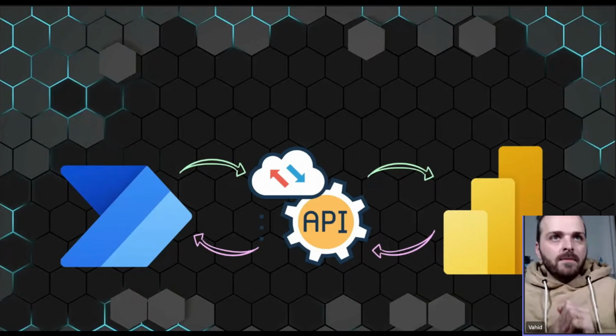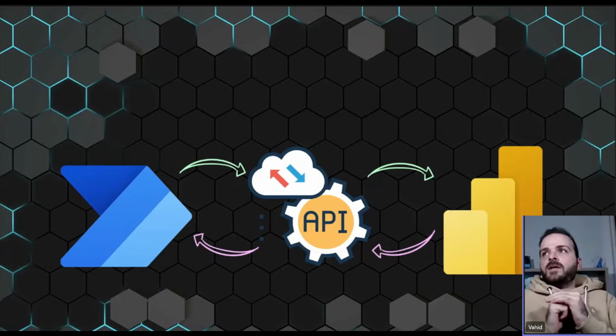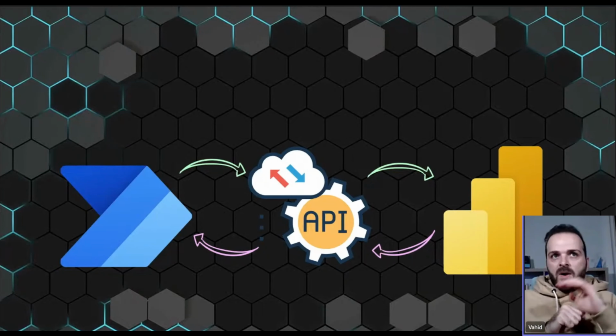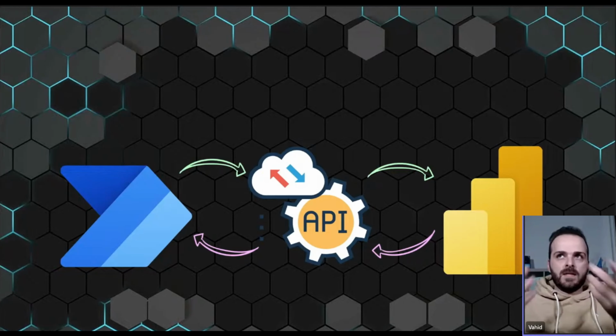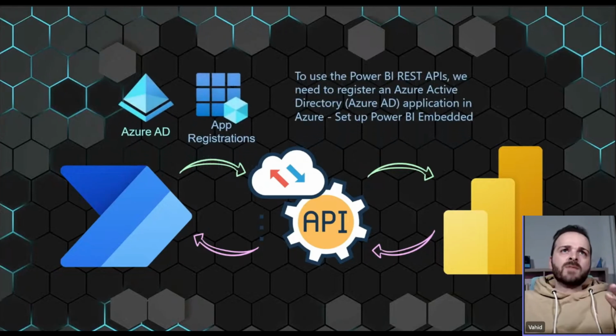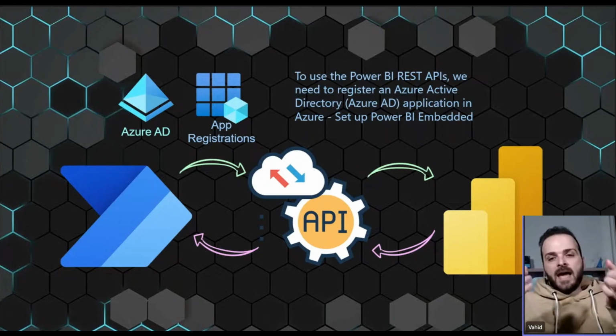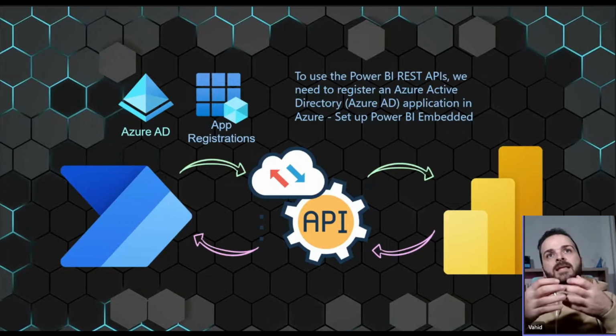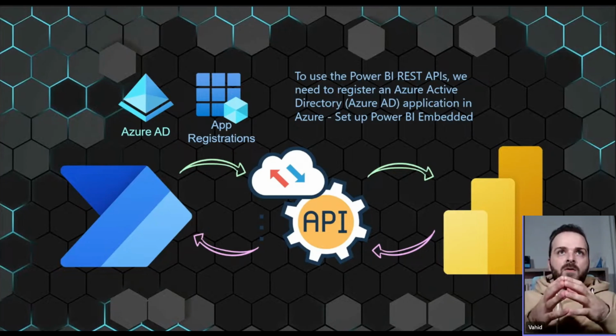What we want to do here, as I mentioned at the first of this session, is use Power Automate to get some data from Power BI and then manage that data. We want to run Power BI APIs by using Power Automate. To use this Power BI REST API, we first need to register an app in Active Directory. So that app is the service principal for us.